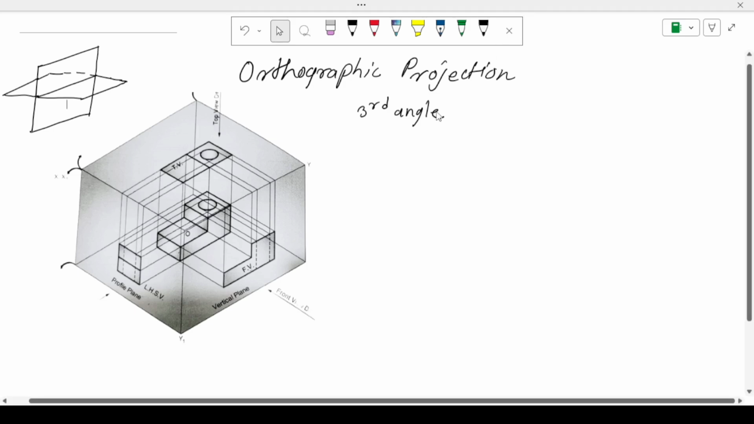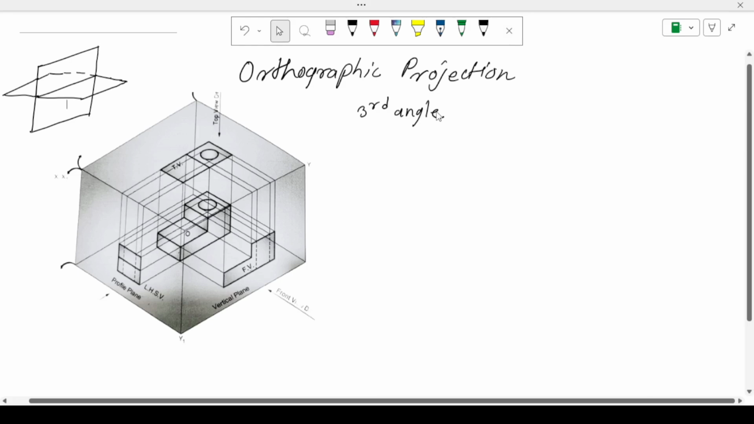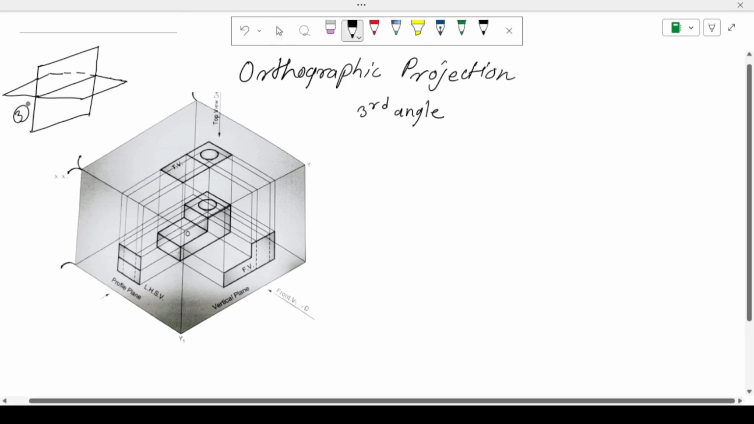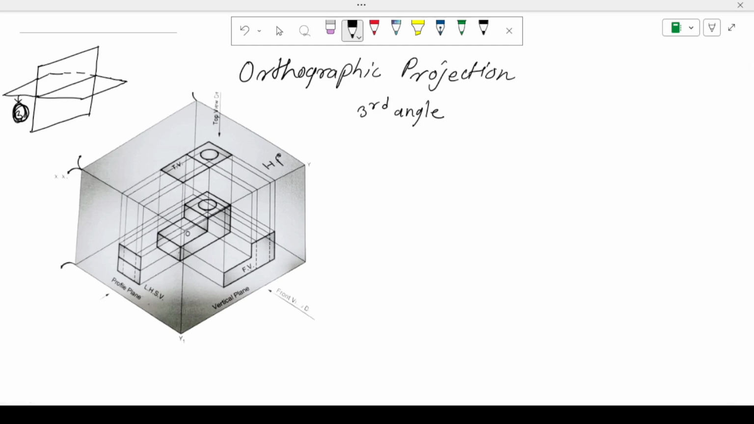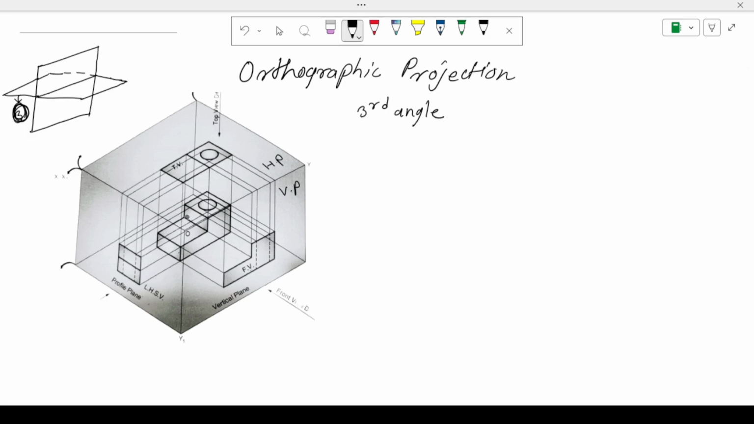So let's start the third angle projection. In third angle projection, this is our third quadrant. Our object is placed in here, so it is always below HP and behind VP. This is our horizontal plane and this is our vertical plane. So this object is placed behind VP and below HP. So this is our third quadrant.